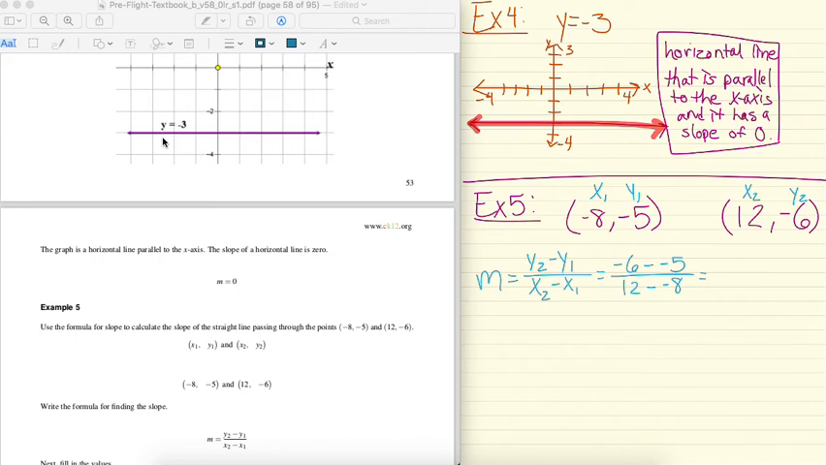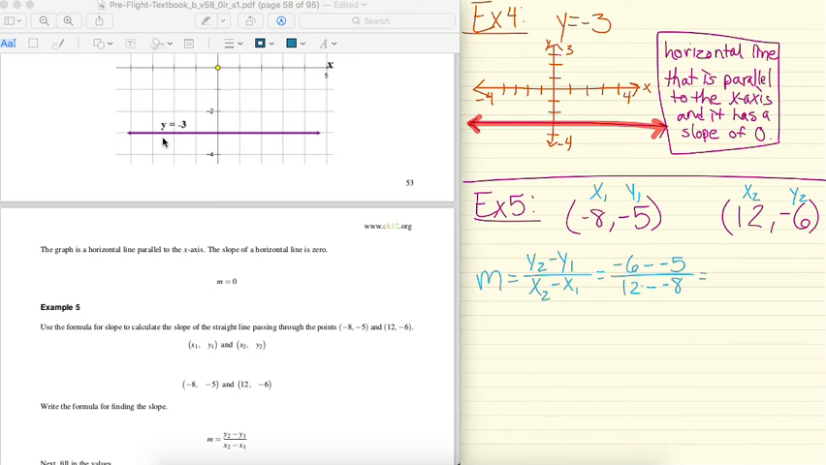Know that you could have labeled these points differently. And so you might have said 12 was the first x value and -8 was the second. And then said that -6 was the first y value and -5 was the second. So you could have your labels flip-flopped in comparison to what I have, and you would still get the same answer in the end.